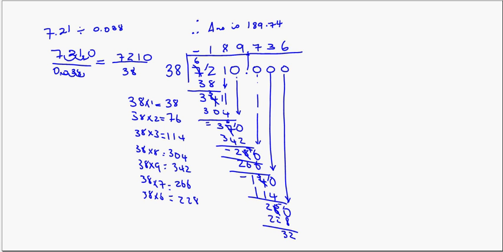7.21 divided by 0.038, 189.74. Okay? So that's the procedure that you would use to do that problem.